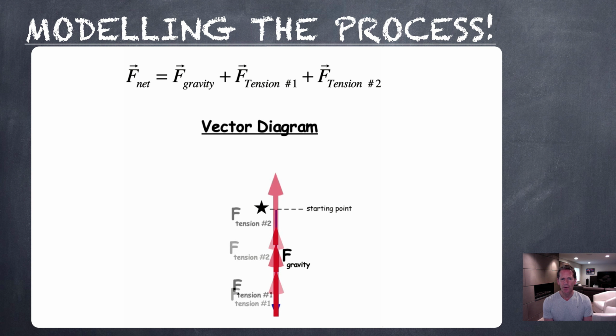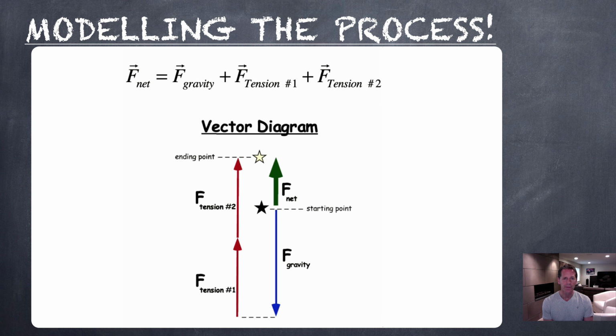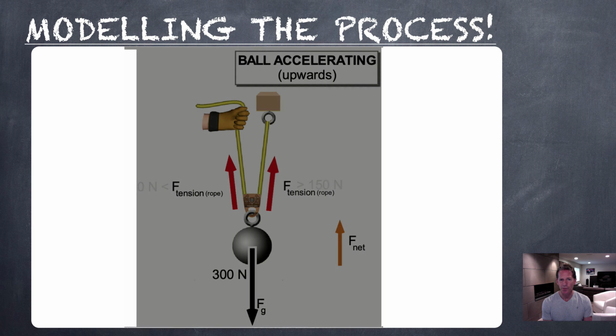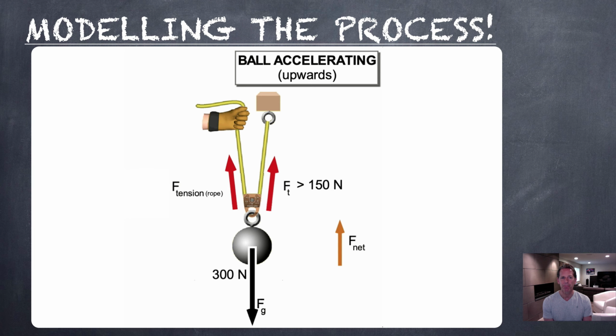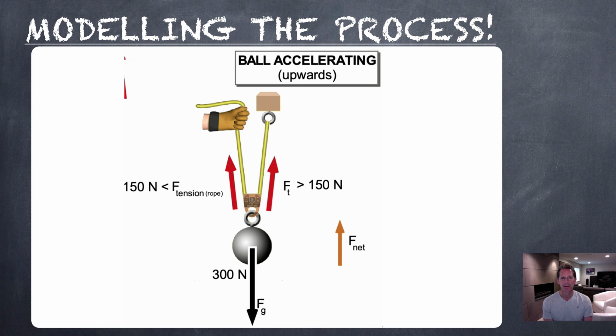Again, how long should we draw them? Well, go back to the concept of the net force. We're told this weight is accelerating upwards, so there must be a net force upwards. So the ending point has to be higher than the starting point, and that's how we know the 2 vectors are longer. That gives us a net force upwards. Okay, so in our diagram now, we know that those forces of tensions combined have to be bigger than 300 newtons, and that means each force of tension will be bigger than 150.